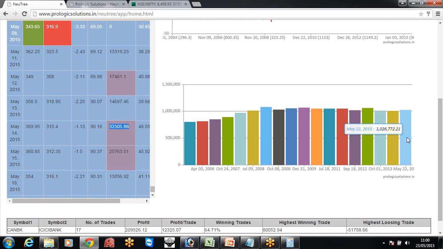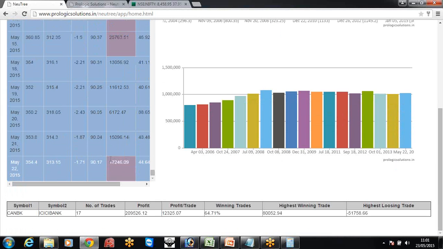So what is your investment here? Roughly around 1 lakh. So what is your return? 32,000, or 32% return. That's a very good trade. You could have exited here, but otherwise we again made that 20% yesterday. It closed at 17,000 rupees profit.